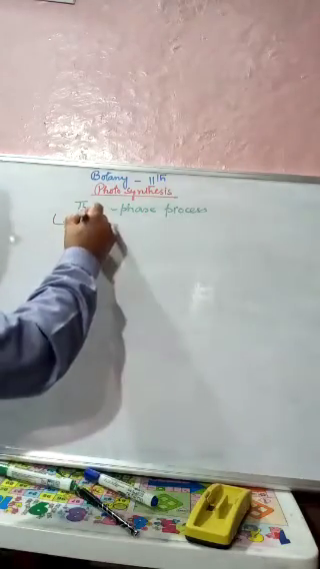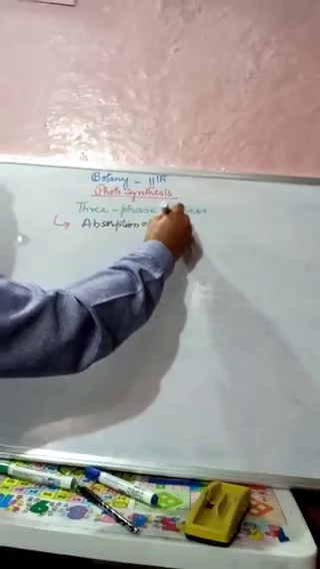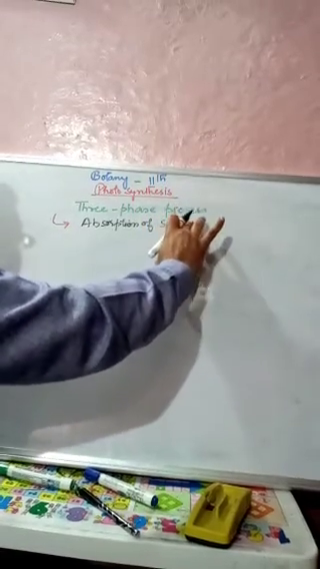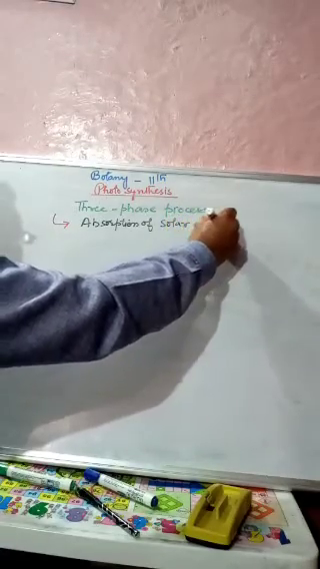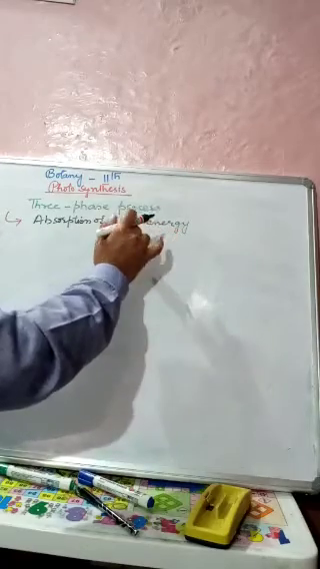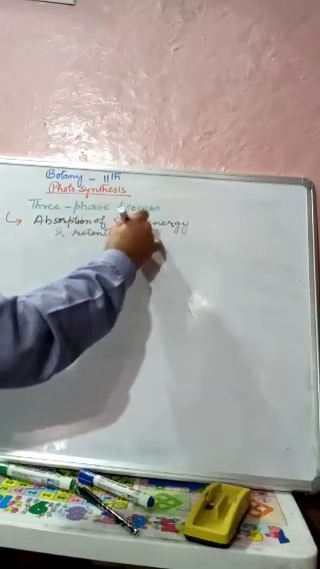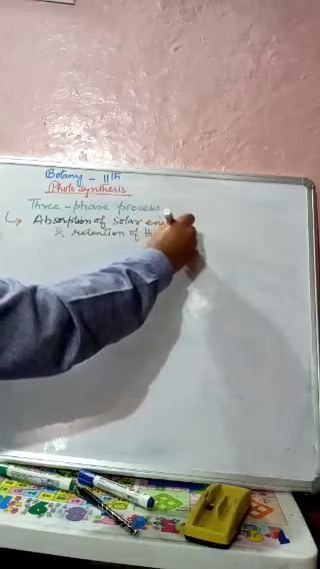Number one, what is the first phase? That is the absorption of solar energy, or you may write the sunlight: absorption of solar light or solar energy, and retention of this energy. So the first step is the absorption of solar light and then the retention of the energy.